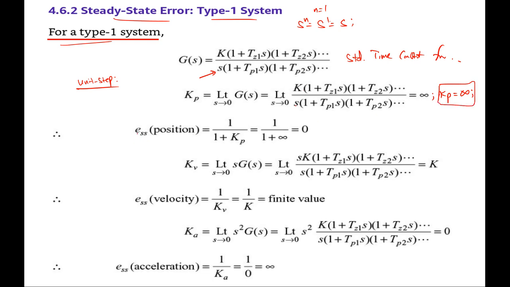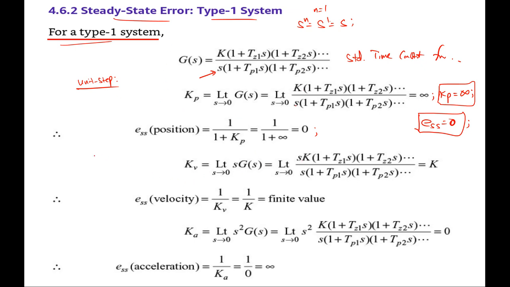Then what about the steady state error? We know the steady state error is 1 divided by 1 plus Kp. What is Kp? It is infinity. Anything divided by infinity is 0. So the steady state error I am getting is 0 here. Yes, this is what is desired, right? So steady state error should be 0, means I can apply unit step input for type 1 system, then no problem.